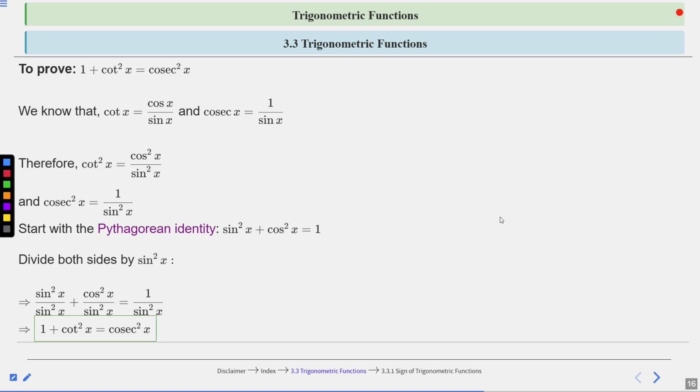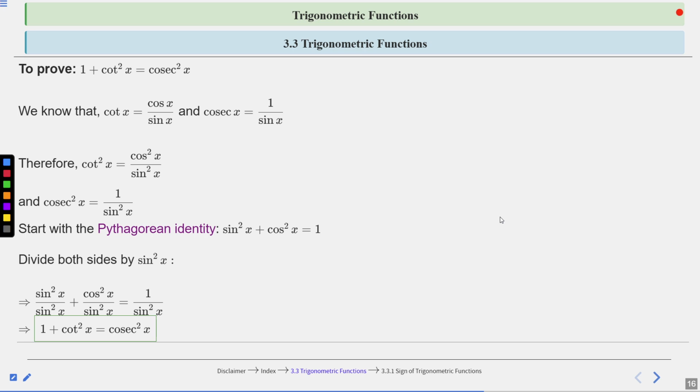So now sin square x upon sin square x is basically 1, plus cos square x upon sin square x, which is basically cot square x. And 1 upon sin square x is basically cosec square x. So we have proved that 1 plus cot square x is equal to cosec square x. This is what we needed to prove.